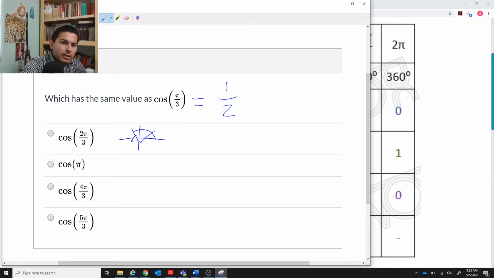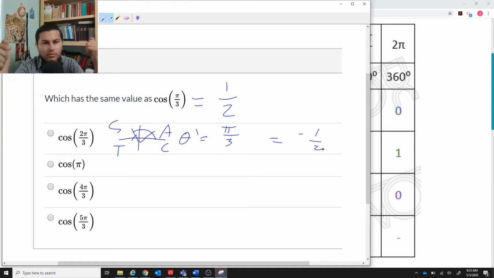So our reference angle is actually going to be equal to pi over 3. But the problem with this is that if we write out "All Students Take Calculus," then that top left portion is going to be a negative for cosine. So this is going to equal negative 1/2, and it doesn't work. Cosine of pi doesn't even have a reference angle because that just goes onto the circle axis itself, so that's not going to work.